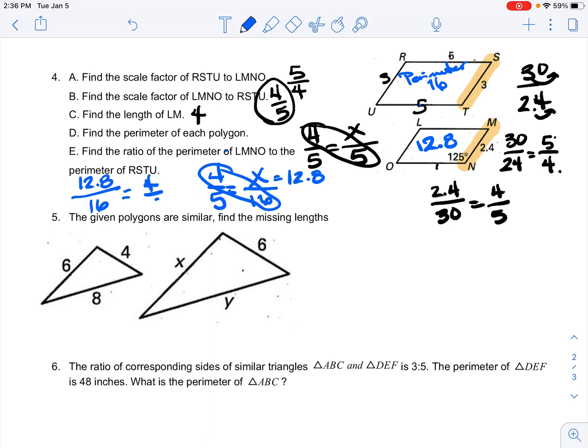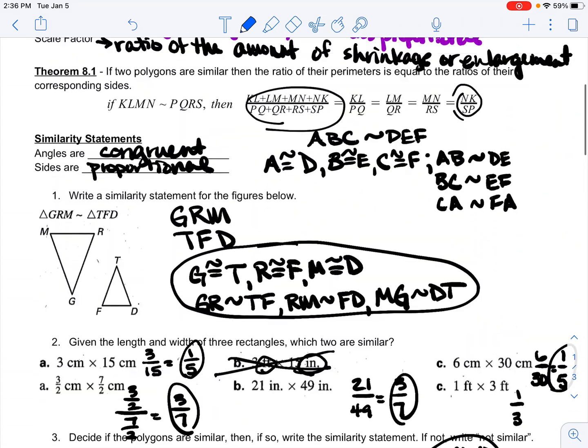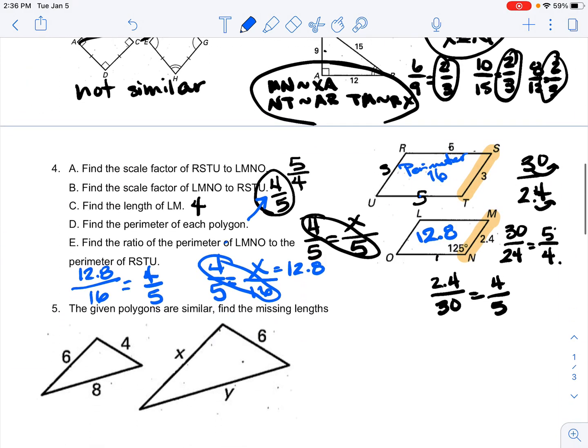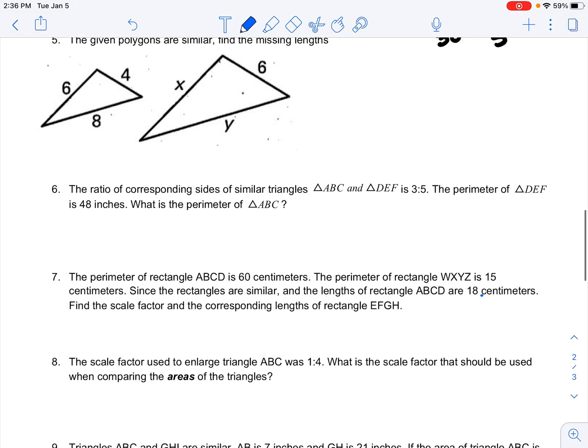It is 4/5. Oh, which is the exact same scale factor. Huh. Isn't that what this theorem was telling us? Absolutely. This is just a real world problem proving what this theorem is stating. All right.